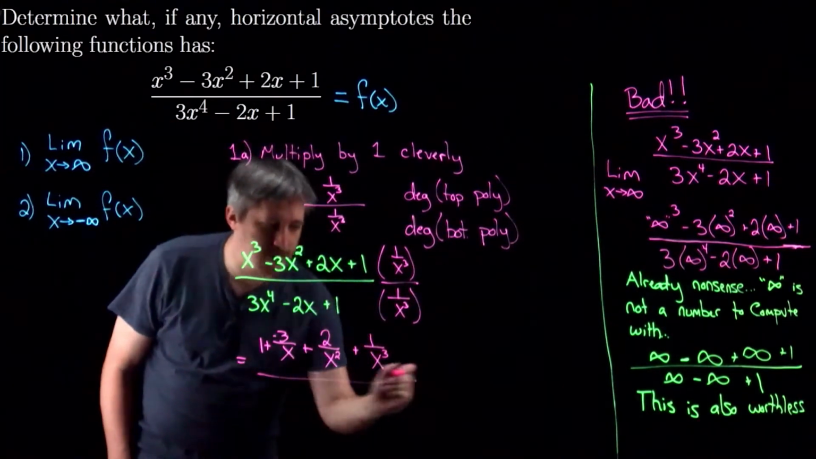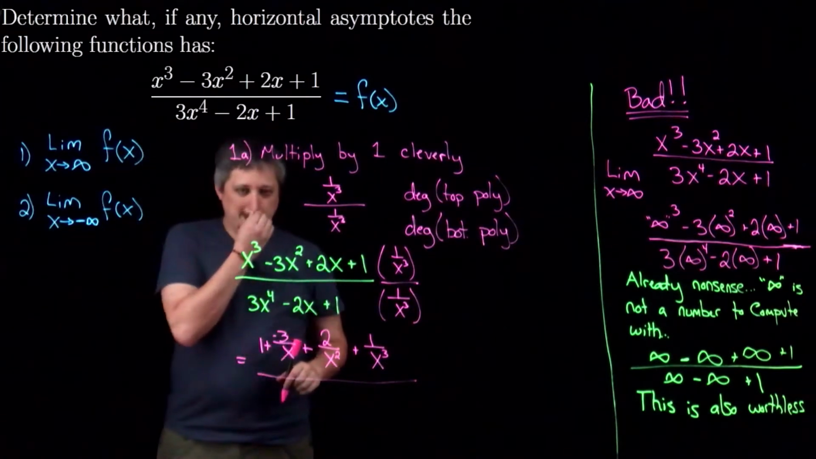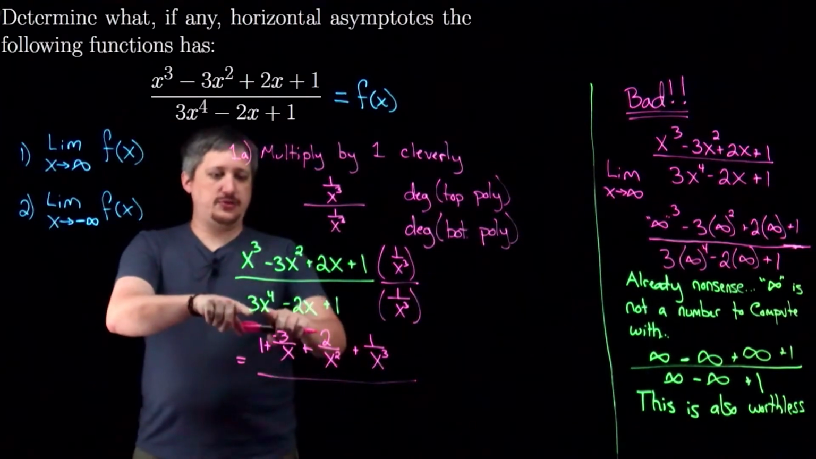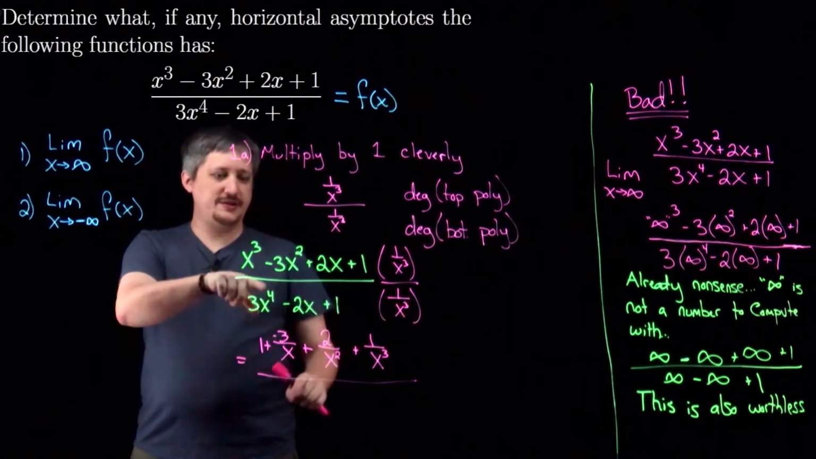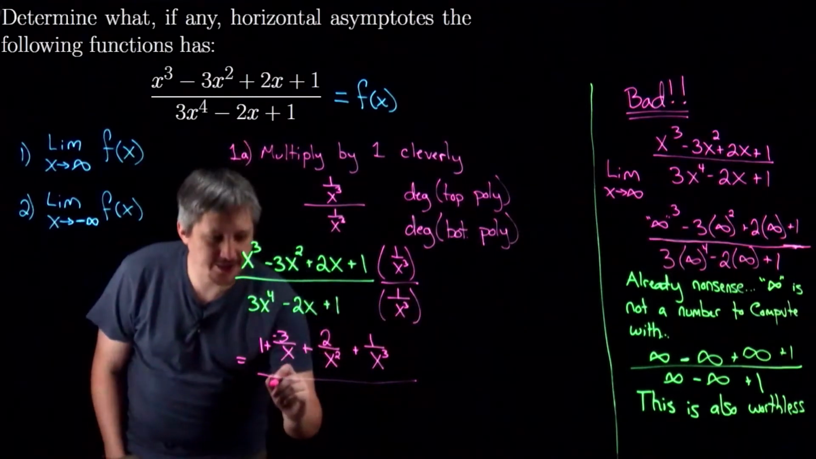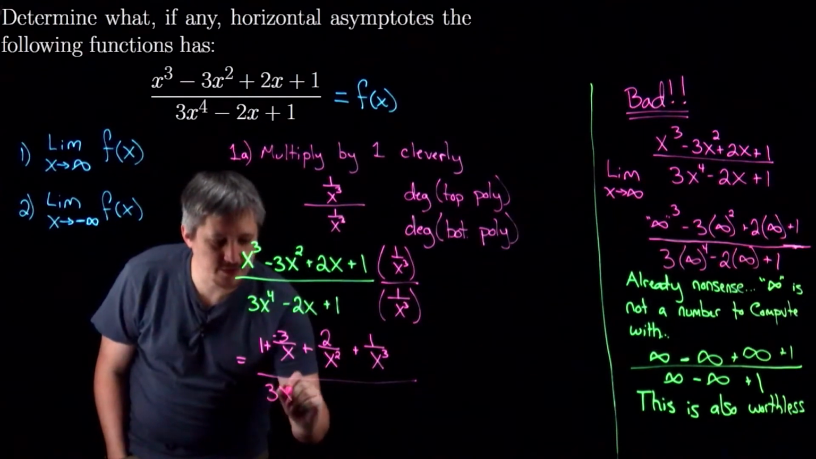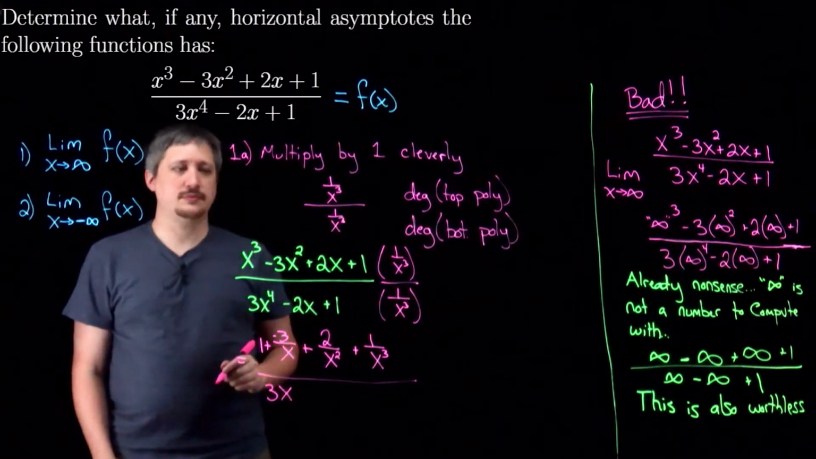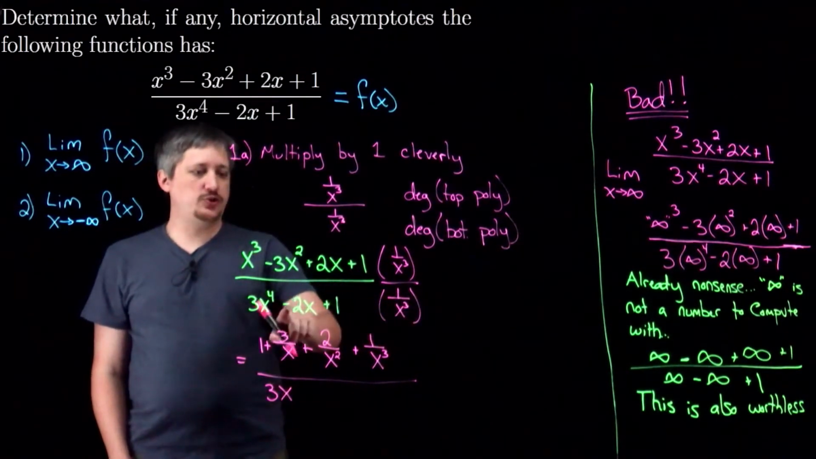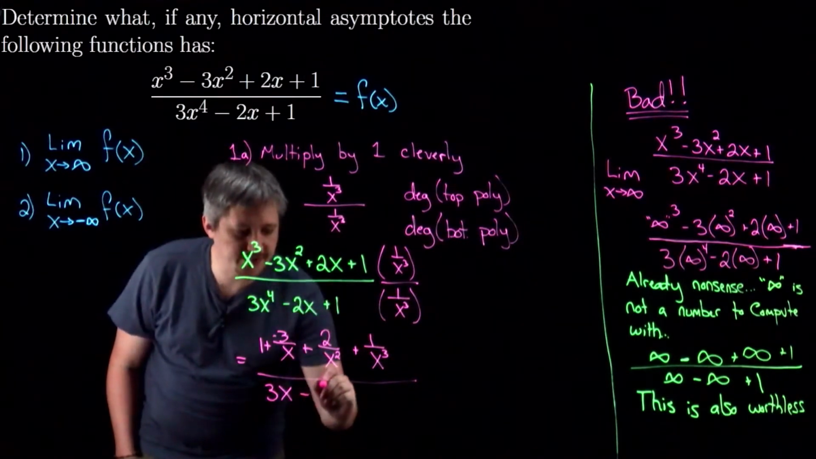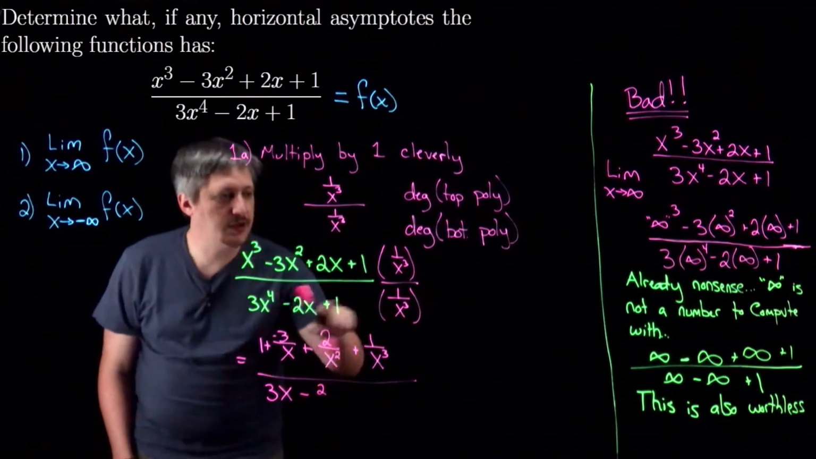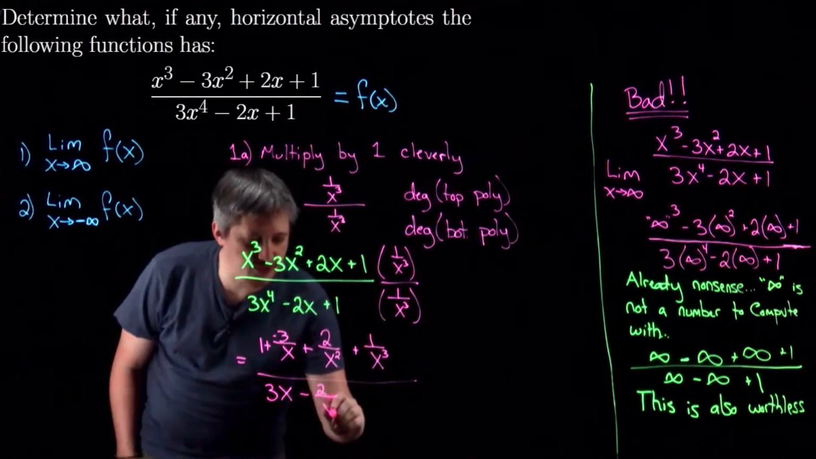Divided by, now I have 3x to the 4th divided by x cubed, so 3 of the x powers cancel, and I'm going to get 3x. Then 1 over x cubed times negative 2x over x, so I'm going to get minus 2. One of those cancels, so I'm going to get an x squared at the bottom.